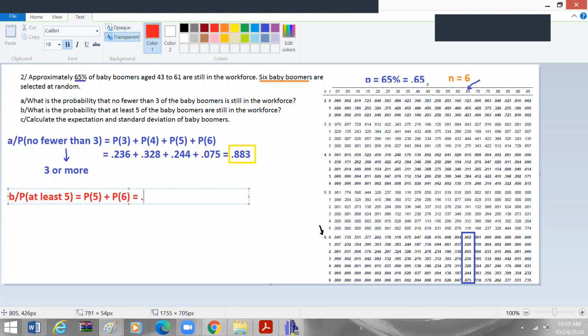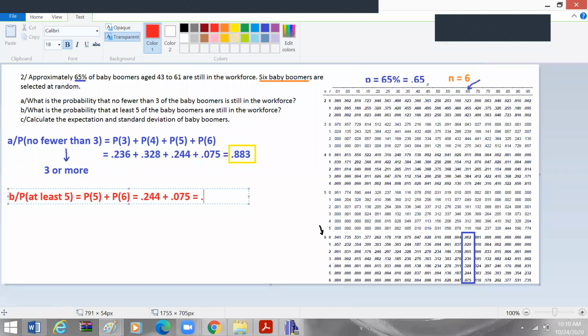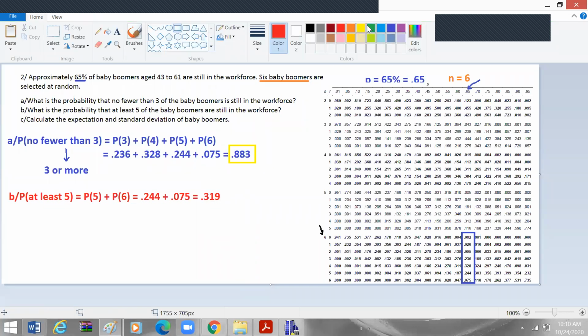So we're going to take 0.244 plus 0.075, and the answer for that will be equal to, 0.319. Are we good? Yes. Okay, fantastic.